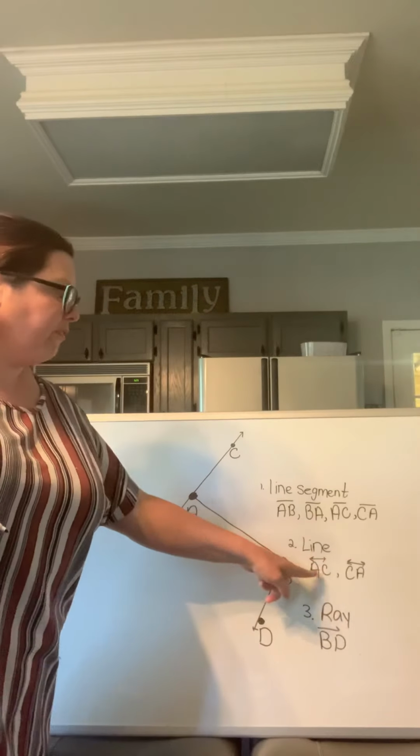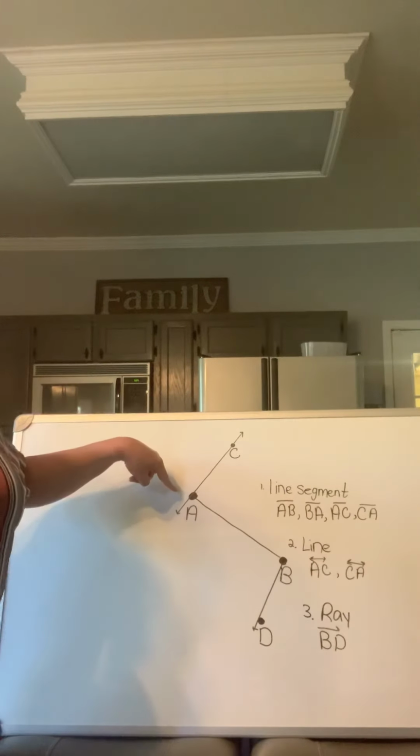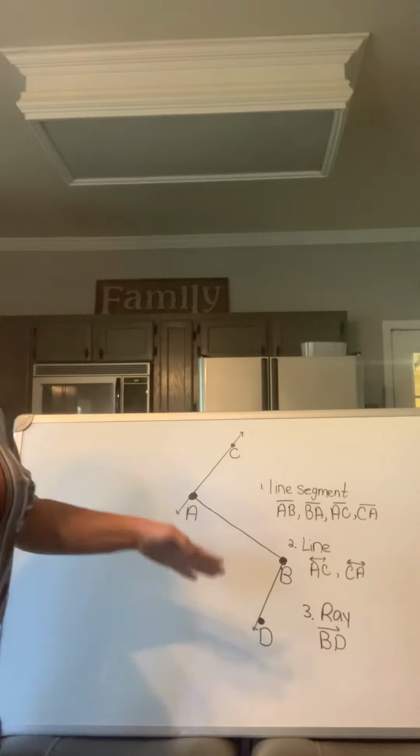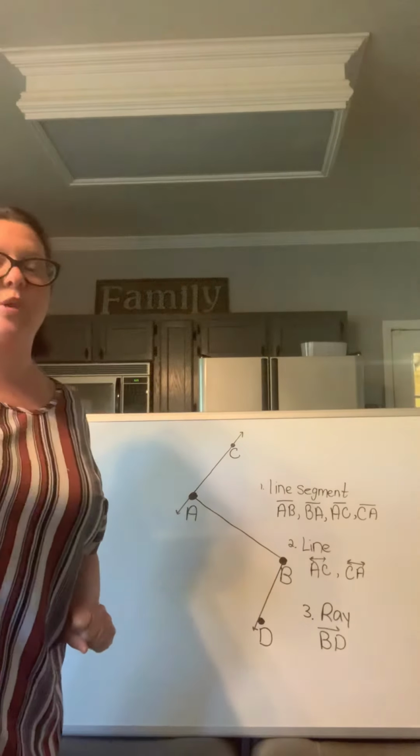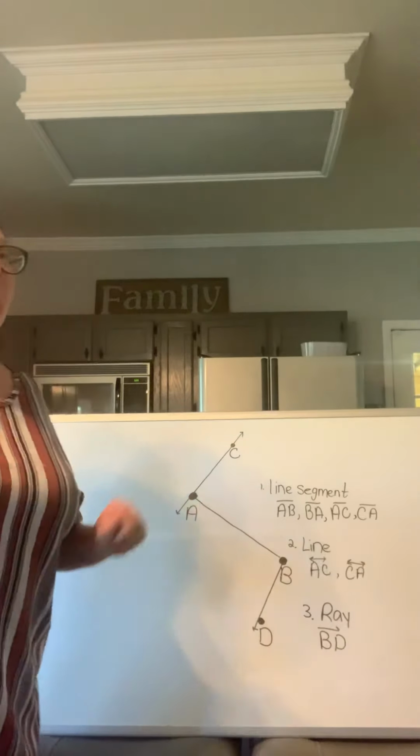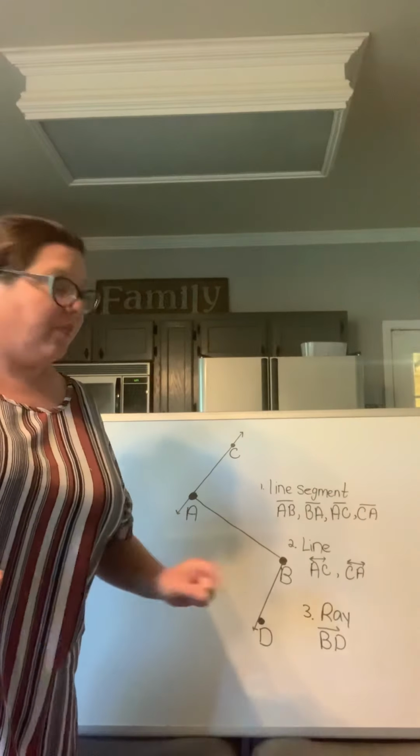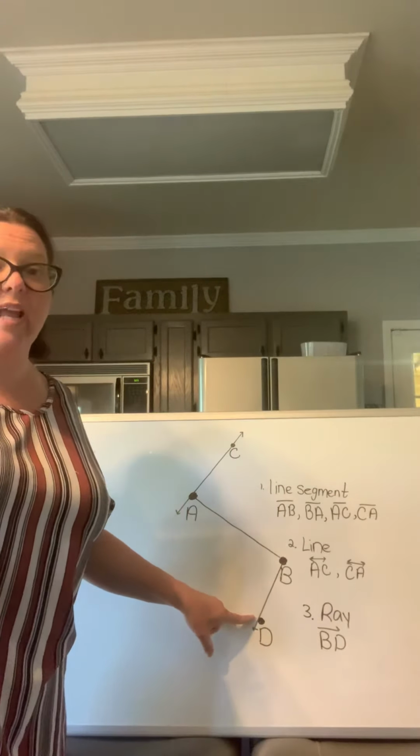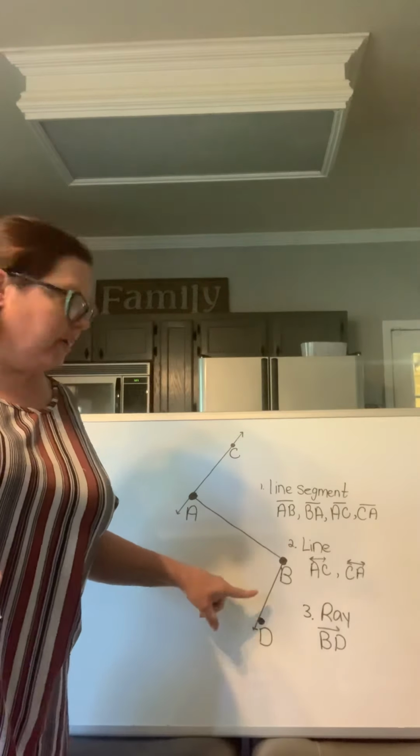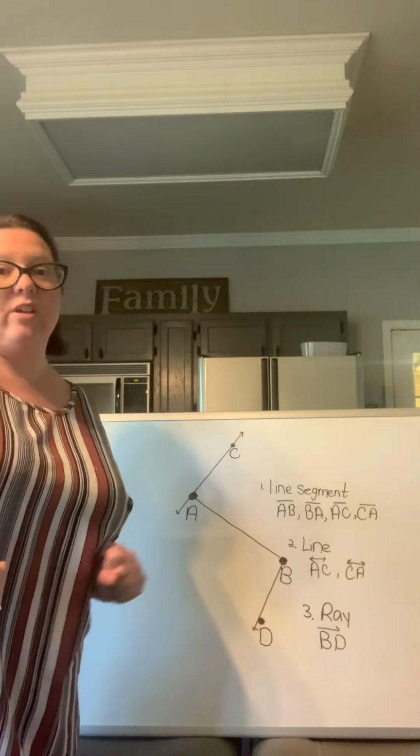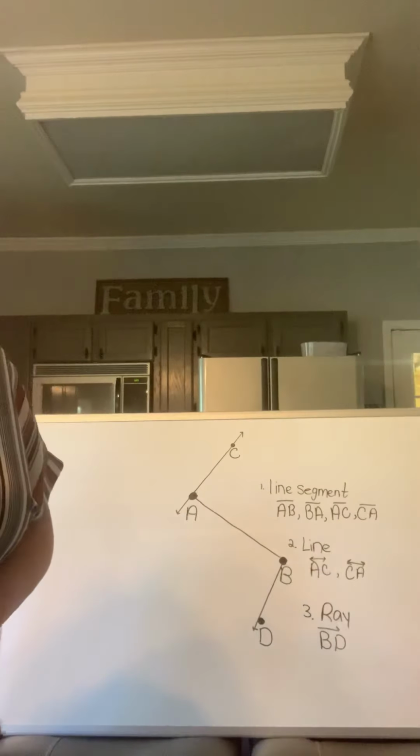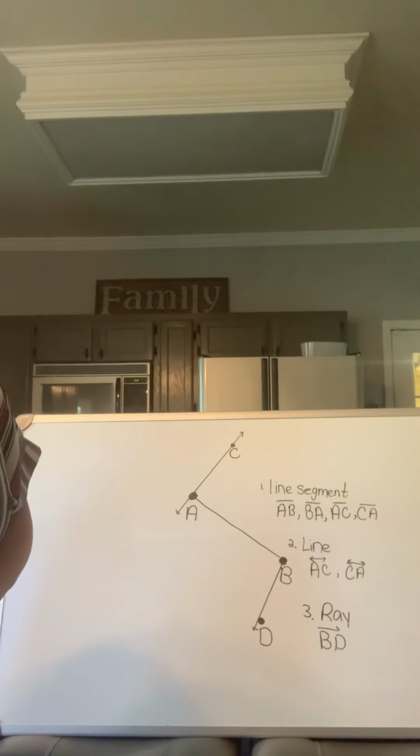Now, unlike before, where I could switch the order of my letters, I cannot switch the order in a ray, because if I was to write DB, that would tell me that the endpoint would start at D, and it's not. D is infinite, so I cannot write it in that direction, okay?